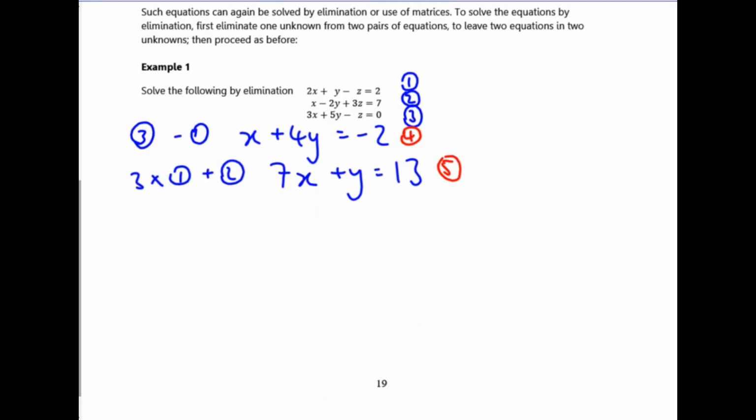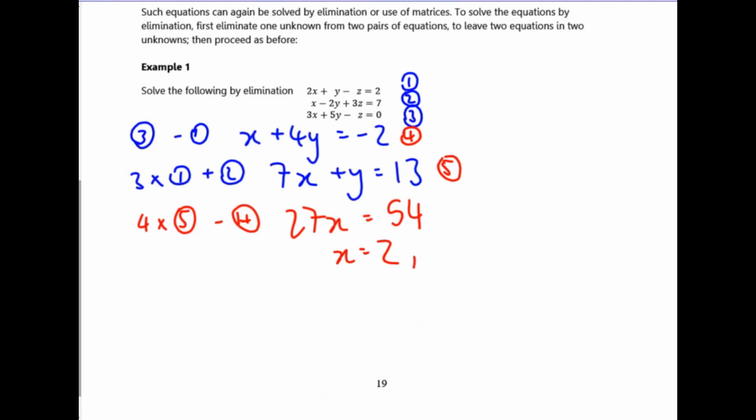So I have here now a pair of simultaneous equations in 2 unknowns, x and y. I'm going to use these to figure out what x and y are and then sub those back in to work out z. So if I do equation 4 times equation 5 minus equation 4, I will eliminate y. That gives me 28x minus x, 27x. The y's are eliminated. 4 times equation 5 gives me 52 minus 2, 4. This tells me that x is 2.